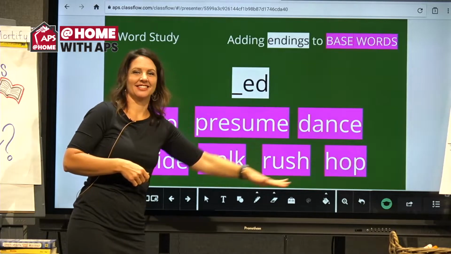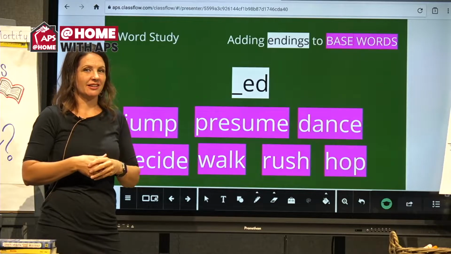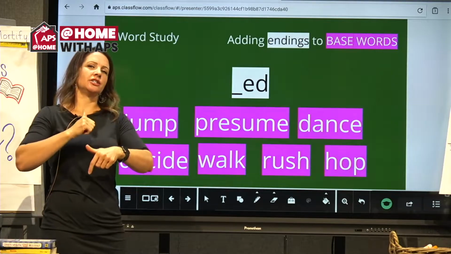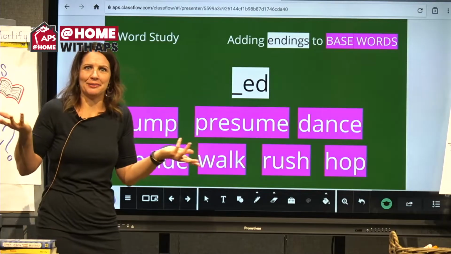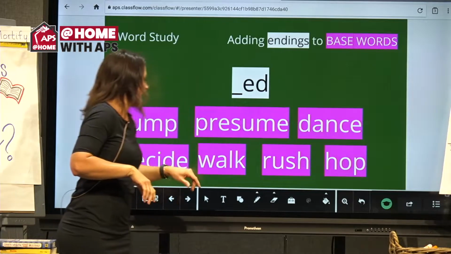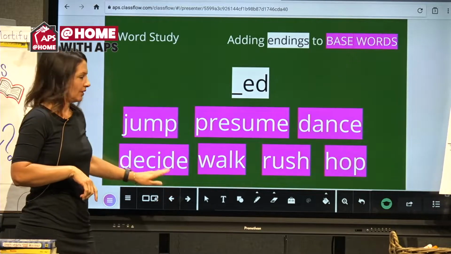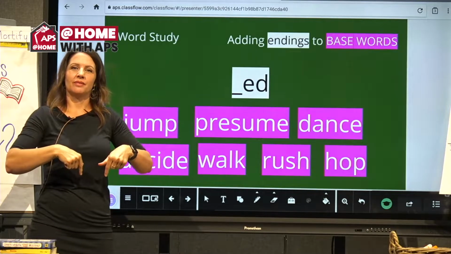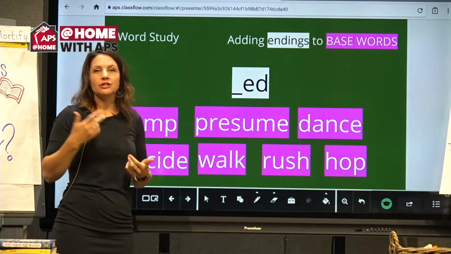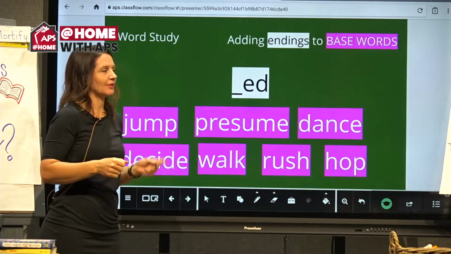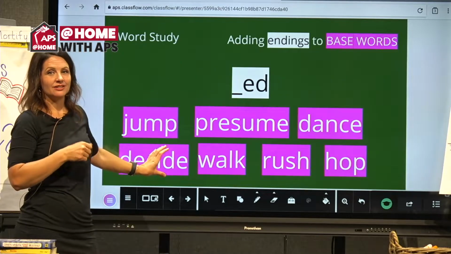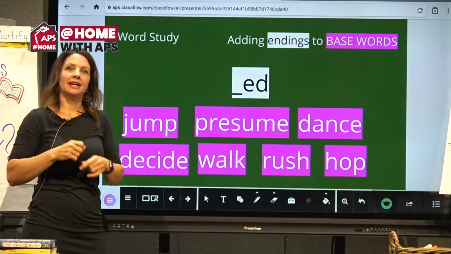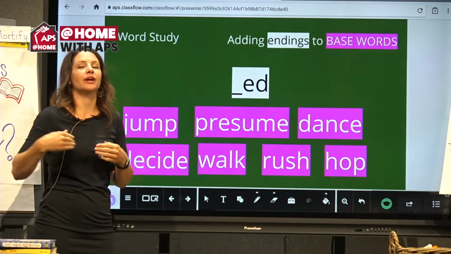I have dance. Add ed. Danced. Five years ago, I danced on top of a car. I don't know. That's just silly. Decide. Without the ed at the end, it means right now. I have to decide what I'm going to do with the rest of my day. If I add ed to the word decide, it shows that it already happened. Yesterday, I decided to go for a long walk.